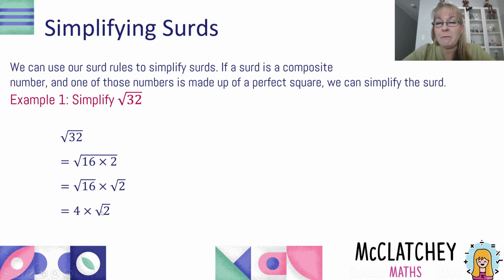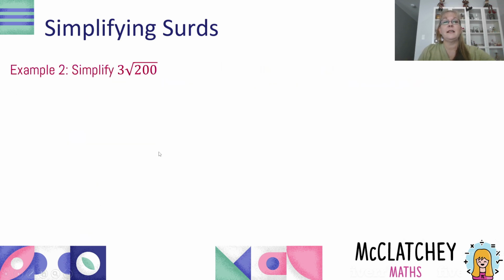Now, as you would know in maths, we're a little bit lazy at times. We like to take shortcuts, and especially with the multiplication symbol. So we can ditch that now and simply write our answer as 4 root 2. Let's look at our second example.